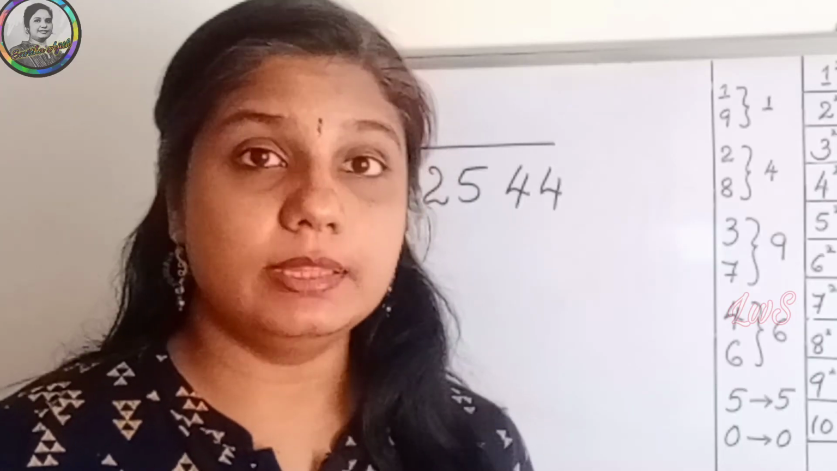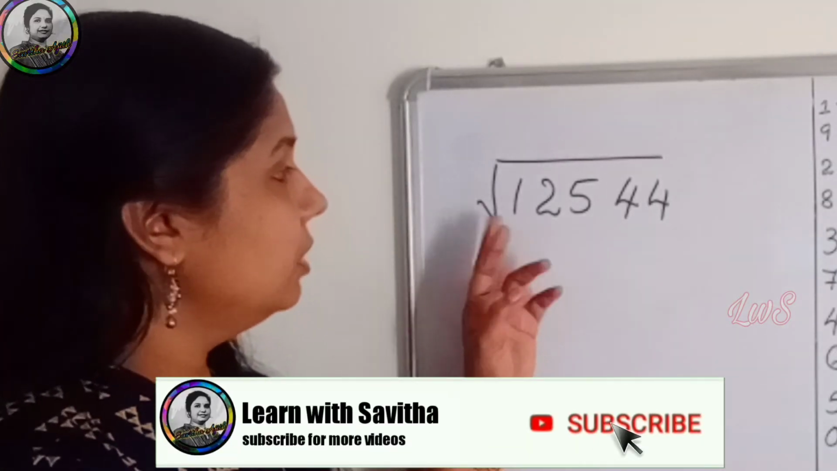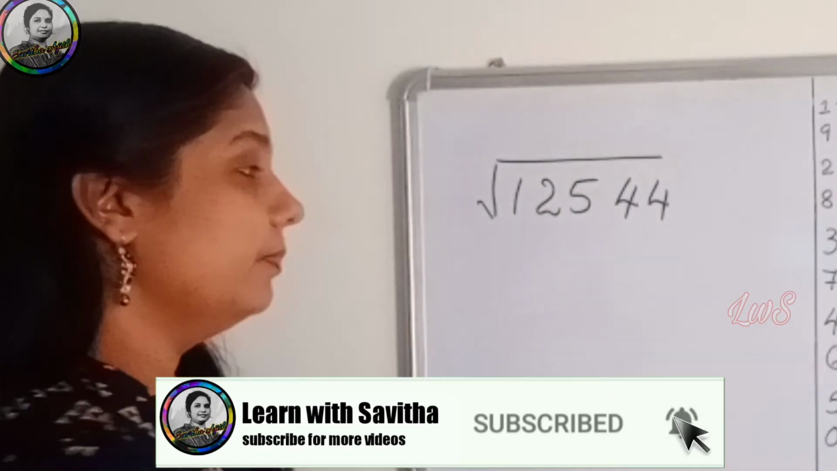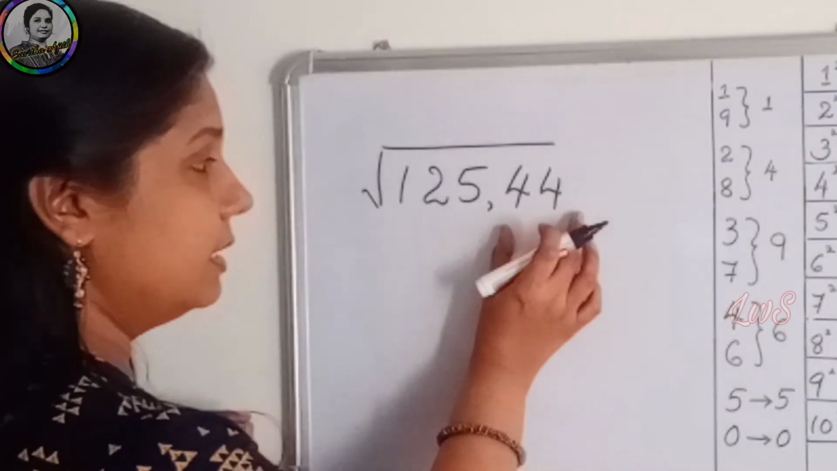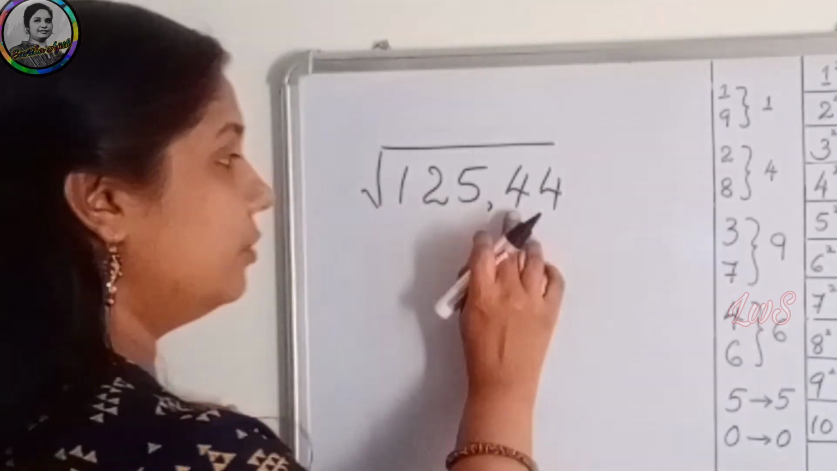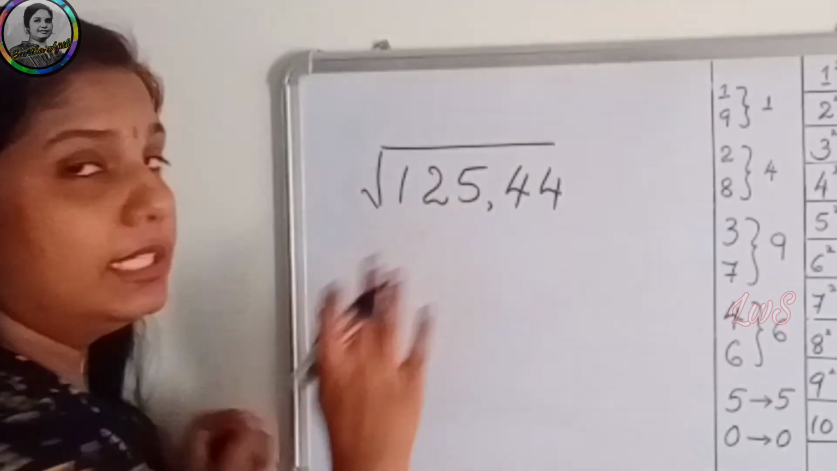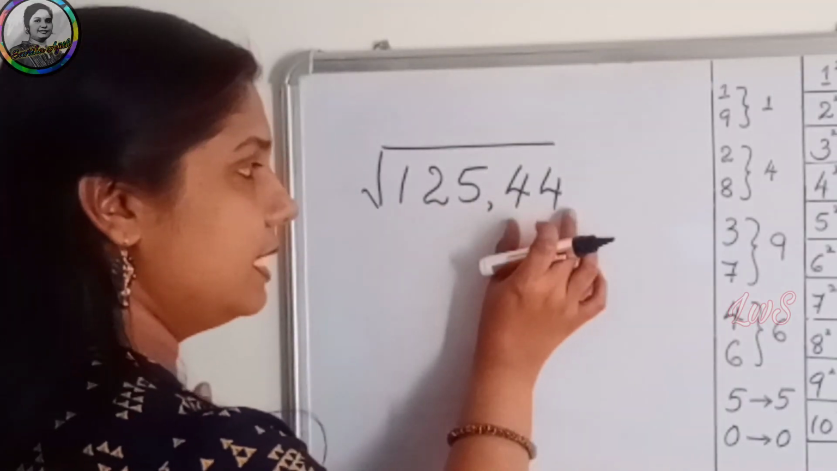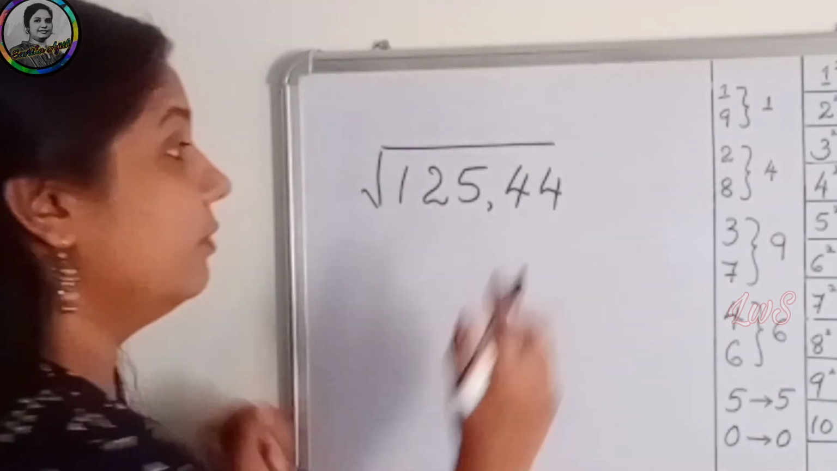We can use the same method for slightly bigger numbers also. Consider the square root of 12544. It's a 5-digit number. Anyway, we group this from the right in groups of 2. So our first group is 44 and we keep this 125 as such. So only two groups. First one is 44 and the second group is 125.